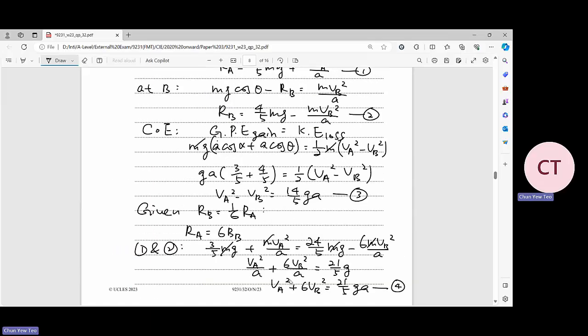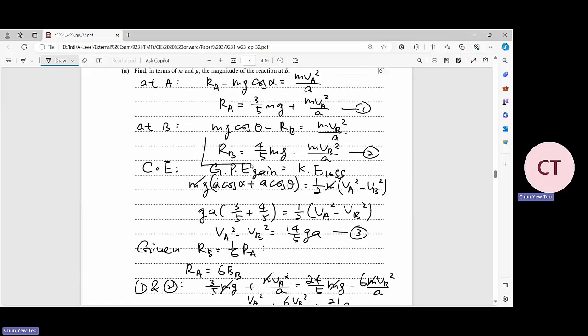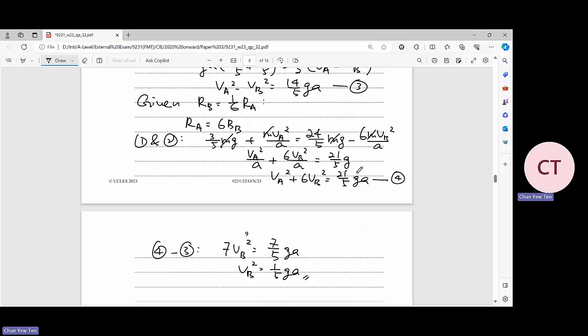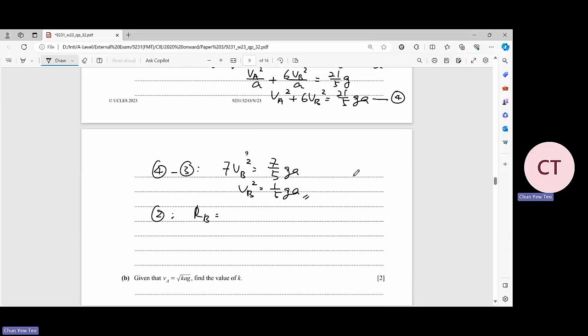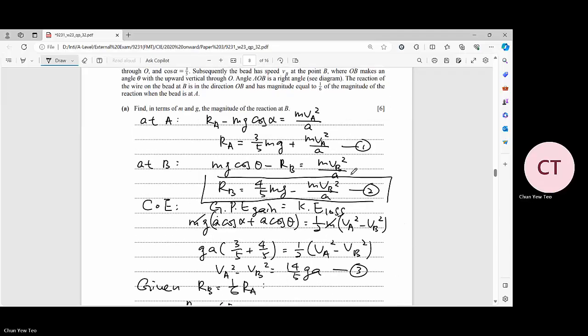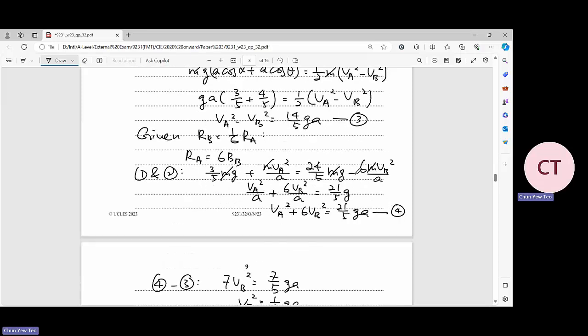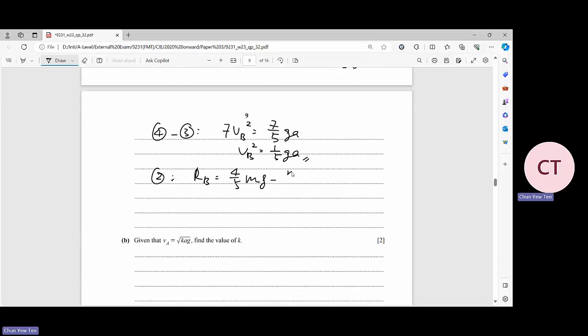So I have VB square. I want to find RB. Just substitute my VB square into the second equation. So from equation number 2, my RB is equal to 4 over 5 mg minus mVB square over a. So the answer will be 3 over 5 mg. That will be my RB.